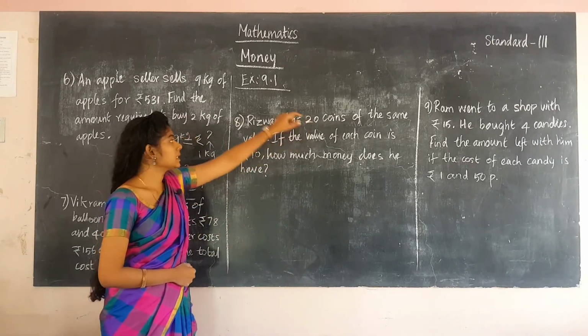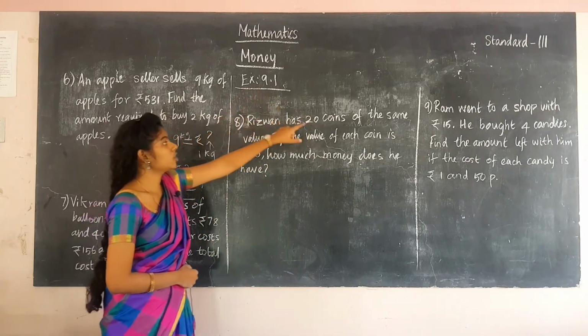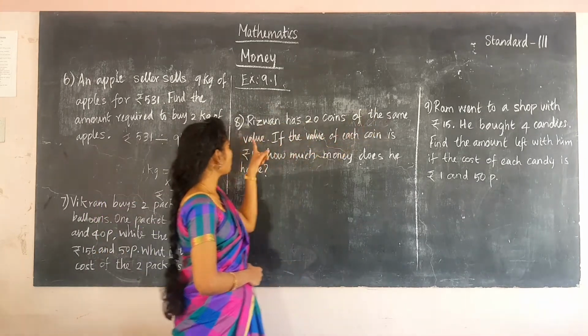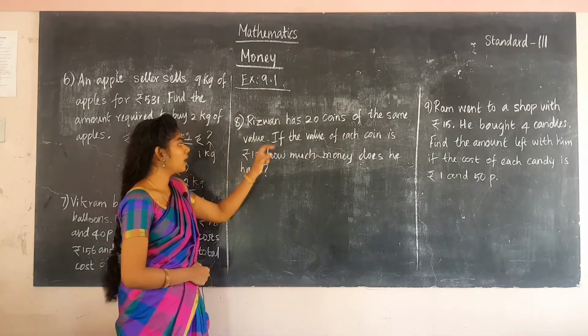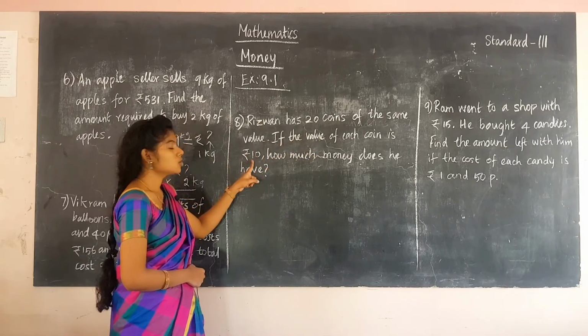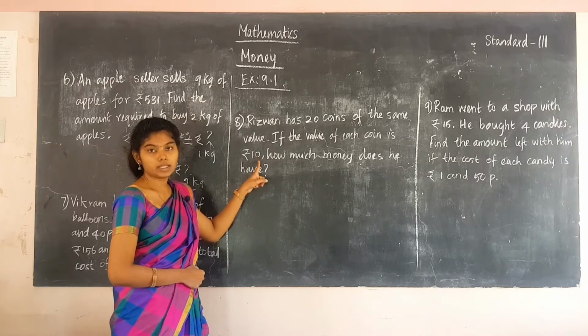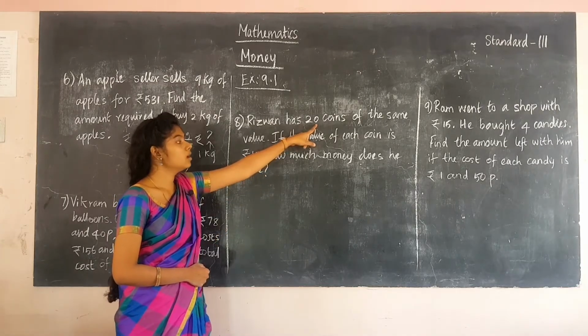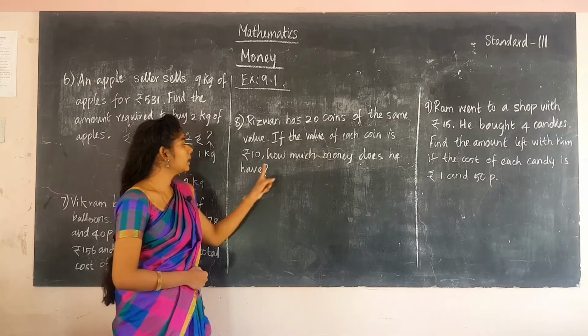Rizwan has 20 coins, and each coin has the same value. It is given that each coin is the same value, which means one coin's rate is 10 rupees. So for 20 coins, what is the total amount? How much money does he have?